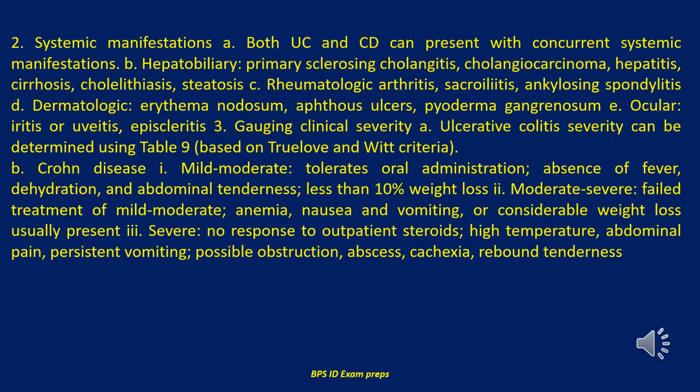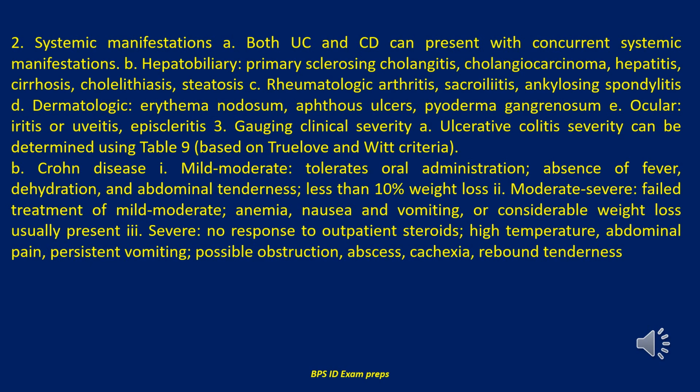2. We will now discuss the systemic manifestations of IBD. A. Both UC and CD can present with concurrent systemic manifestations. B. Hepatobiliary manifestations include primary sclerosing cholangitis, cholangiocarcinoma, hepatitis, cirrhosis, cholelithiasis, steatosis. C. Rheumatologic: arthritis, sacroiliitis, and ankylosing spondylitis. D. Dermatologic manifestations include erythema nodosum, aphthous ulcers, and pyoderma gangrenosum. E. Ocular manifestations include iritis or uveitis, and episcleritis.